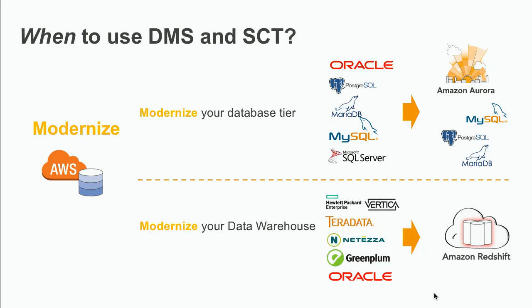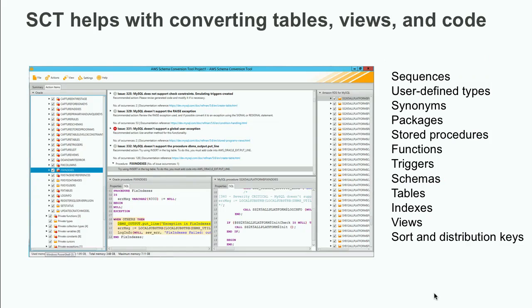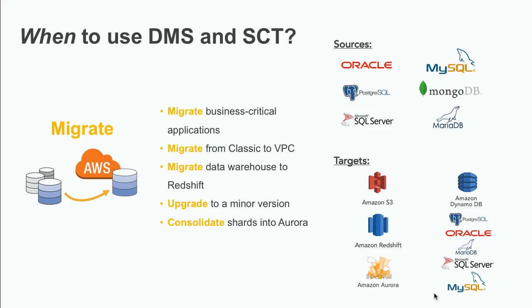Now, you've converted your schema. Okay, you're ready. Now you need to migrate. Okay, so now you move the data. So now I have a list of popular use cases. For example, mission-critical applications that cannot withstand to be offline, to have any downtime.